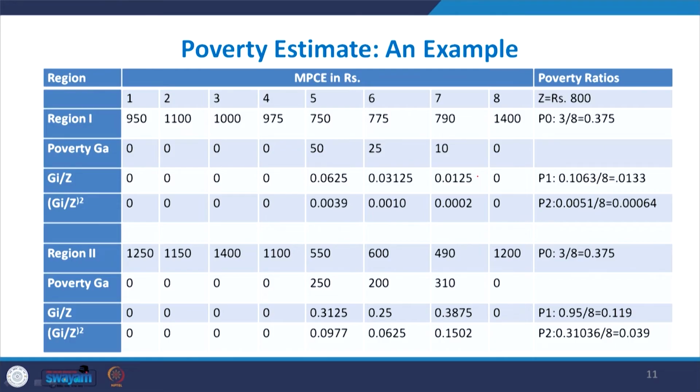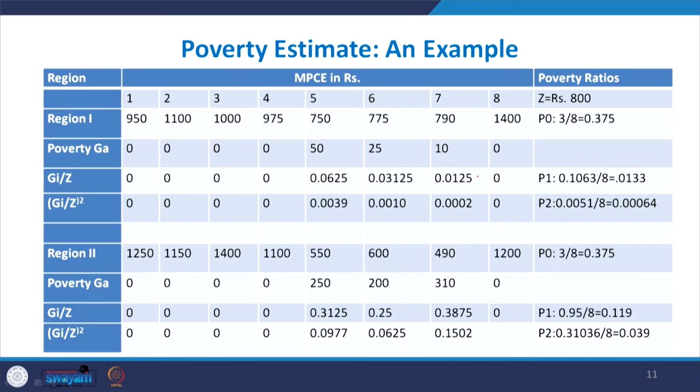So, 0.1063 divided by 8 is equal to 0.0133. So, this is the poverty gap, and now in the same manner you can also calculate the poverty gap in region second, and it is estimated 0.95 divided by 8 equal to 0.119.